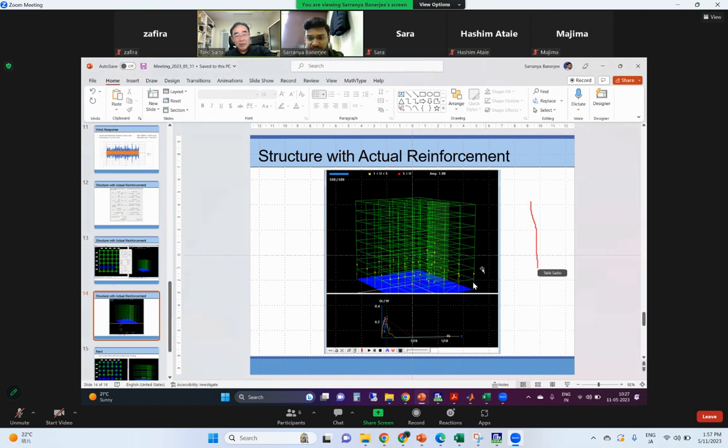If a column yields in flexure, you will observe a hinge, a yellow mark, at the bottom and top. But if the element yields by shear, you will observe a yellow mark in the middle. So I noticed you observe it in the middle. I mean shear failure in the second story and maybe the first story also. Yes, please check. I'll check.